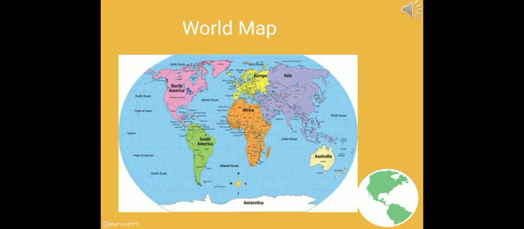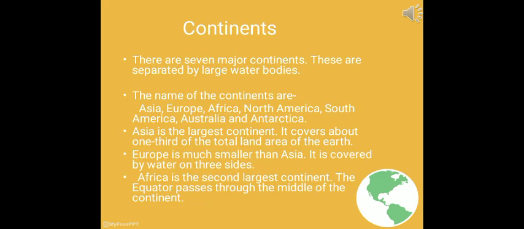In this world map you can see there are 7 continents and 5 oceans. The names are already given. The continents are Asia, Africa, Europe, Australia, North America, South America and Antarctica. And the oceans are the Pacific Ocean, Indian Ocean, Southern Ocean, Atlantic Ocean and Arctic Ocean.